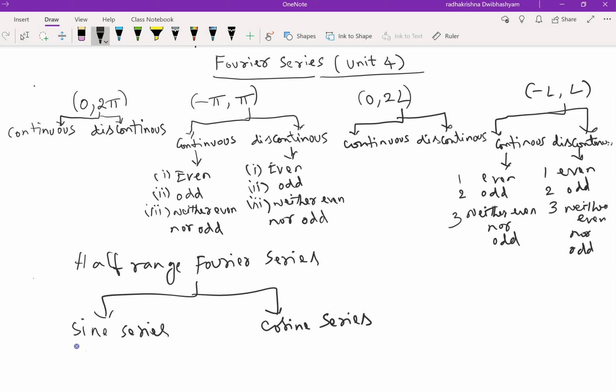Now in the next video, let us see what is a continuous function and what is a discontinuous function. Already we have discussed it, but here, how can you identify from the given question whether the function is continuous or discontinuous? Let us see in the next video.